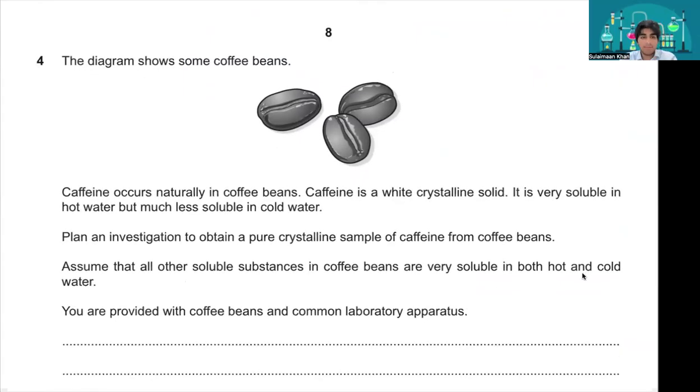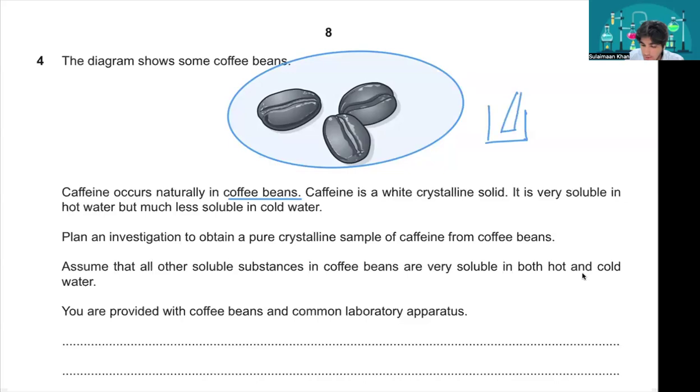Okay, caffeine. Let's talk about caffeine. Caffeine occurs naturally in coffee beans. First of all, we don't use such big coffee beans. We need to crush them using a pestle and a mortar, the one which we use to make chutneys. Now, caffeine is a white crystalline solid. It's in coffee beans. It's very soluble in hot water, but less soluble in cold water.